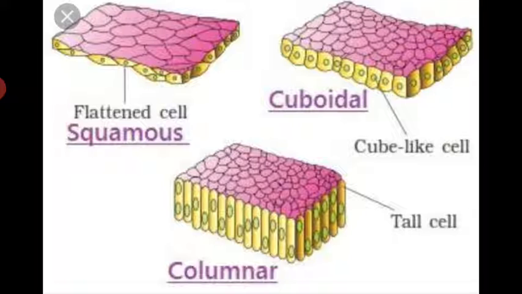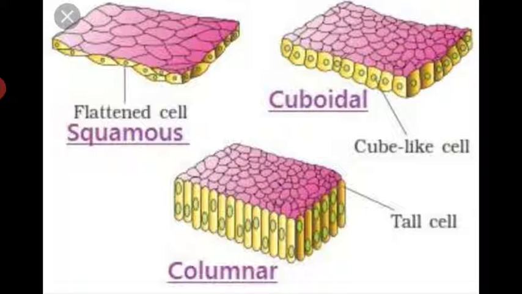The cells of the epithelial tissue are tightly fit together, having no space between them. In this diagram also we cannot see any space between the cells of epithelial tissues. The cells are compactly packed, with no space in between. Now what is its function? What is the work of epithelial tissues?